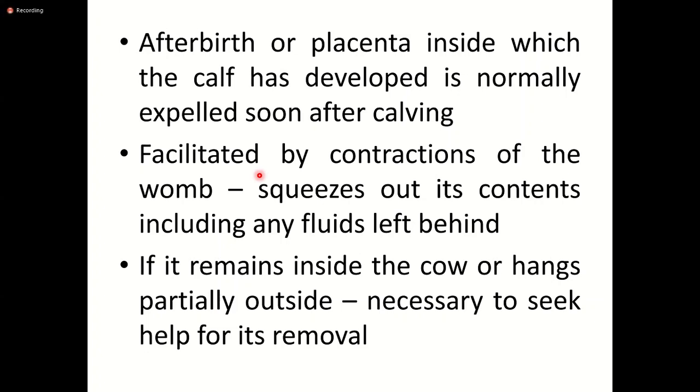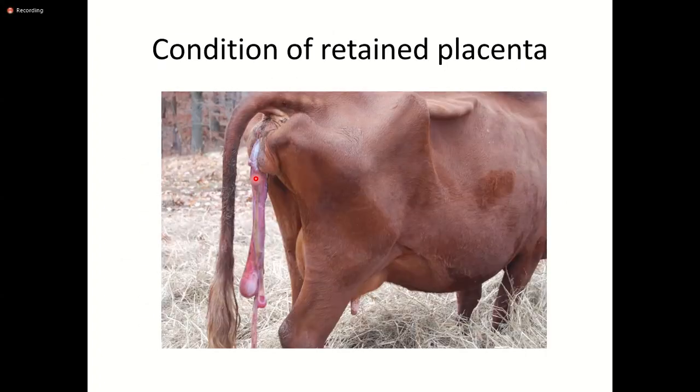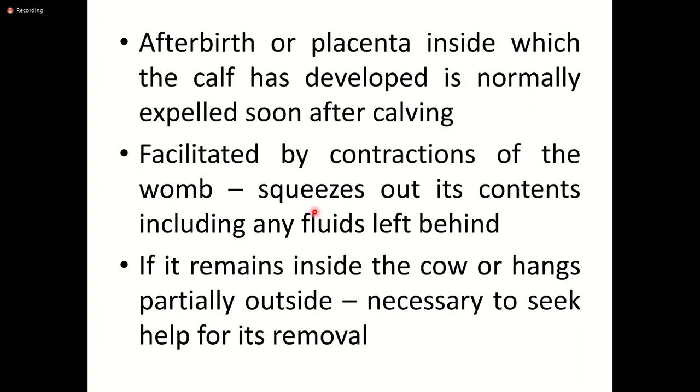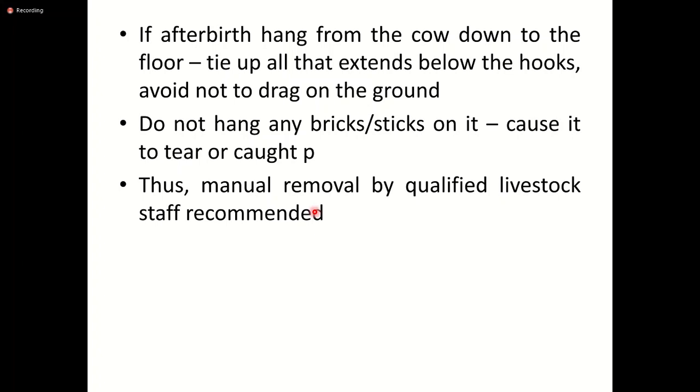What happens is, basically due to the contractions of the womb or the uterus, that content is expelled or squeezed out of the body of the animal, right? But it can remain or be retained inside the cow, sometimes with a part of that section hanging like this, right? That is called a retained placenta. Under those situations, we have to provide some help for the animal just to remove that from the body, right?